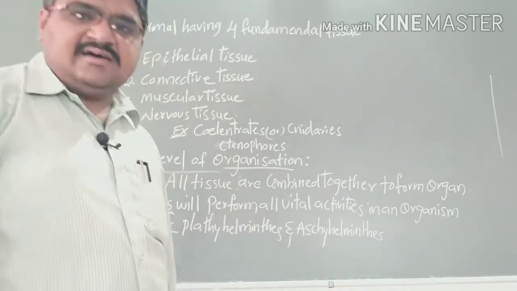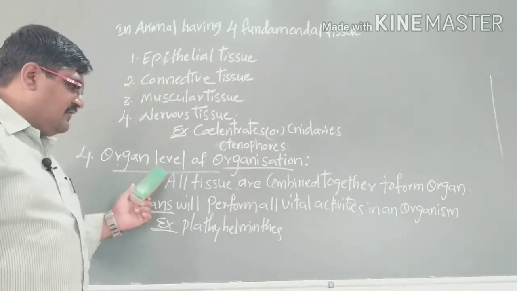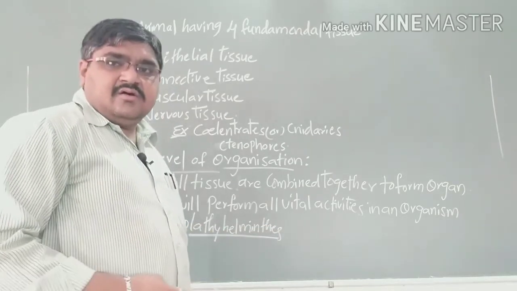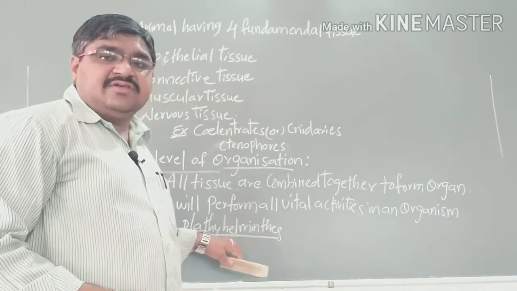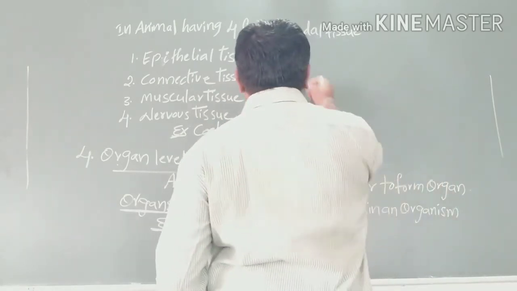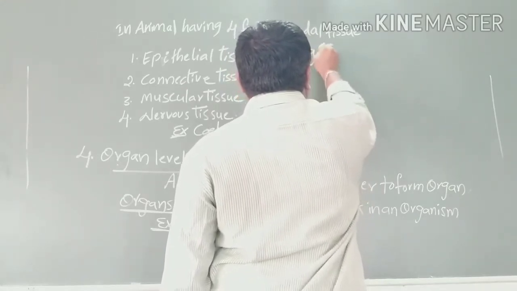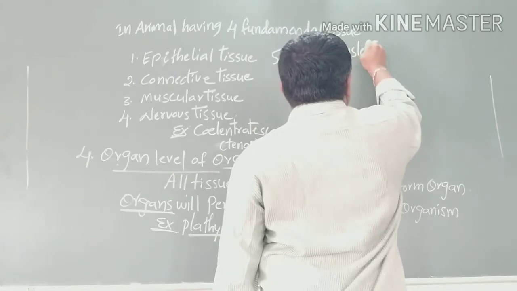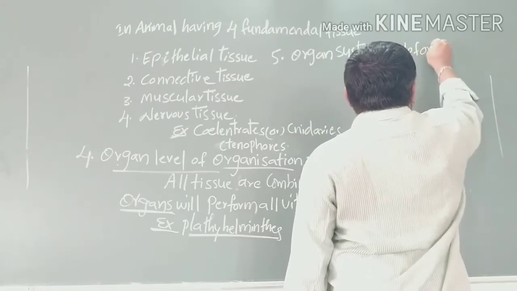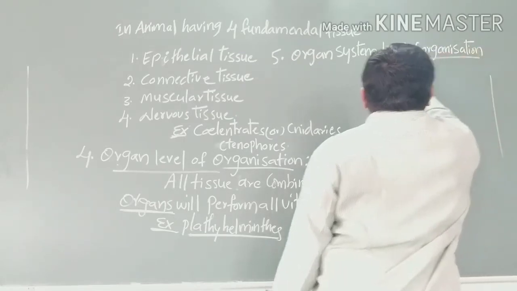Next, coming to the last one. In this organ level of organization, only the Platyhelminthes take place as an example. And the fifth one is the organ system level of organization.